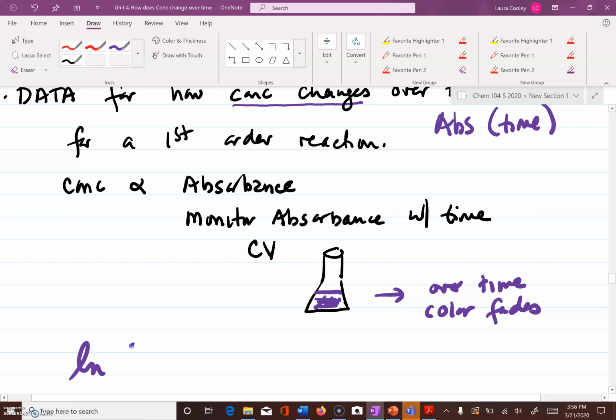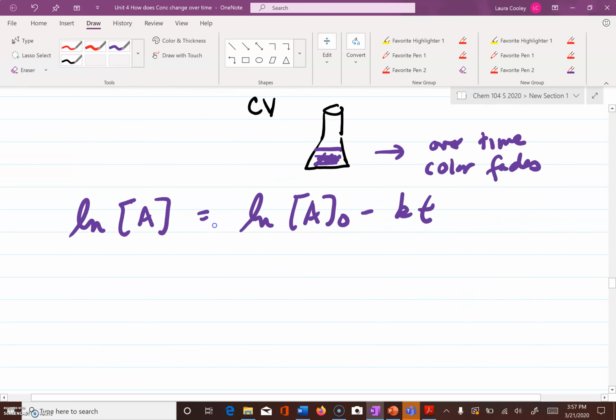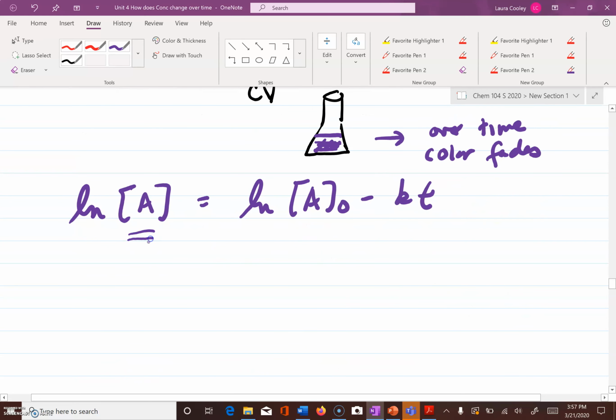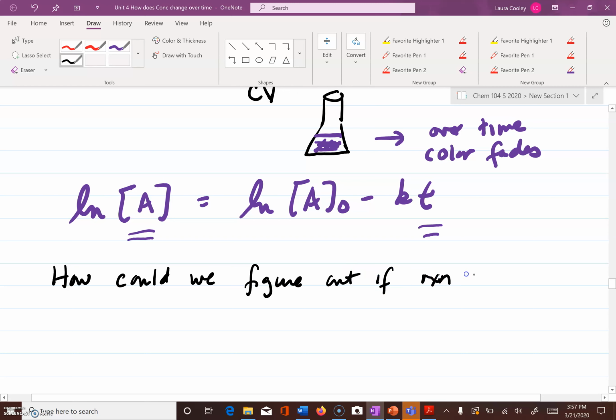So one way I could get data for how concentration changes over time is to look at how absorbance changes over time. And if the reaction was first order, it would have to obey this equation: the log of the concentration of A, the reactant, is the log of A0 minus kt. So if this equation represents how the concentration changes over time, then it tells us what we can do to figure out if the reaction is first order. Suppose we didn't know the reaction was first order. How could we figure out if the reaction really is first order?